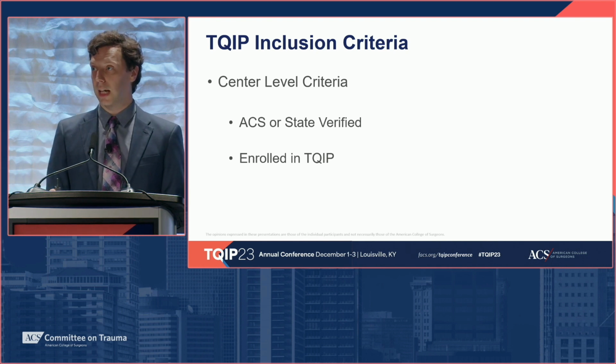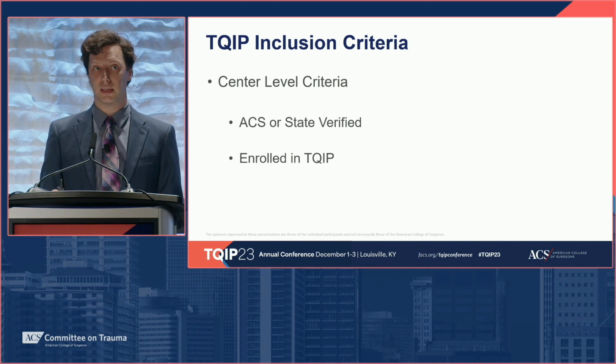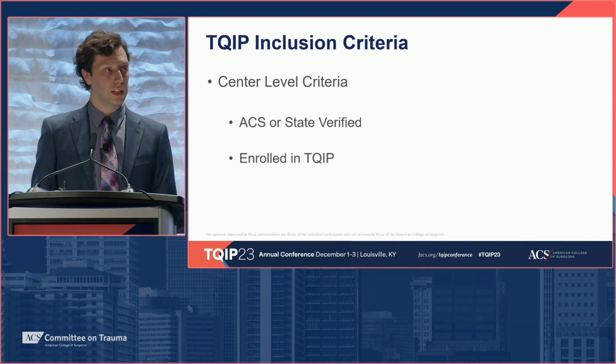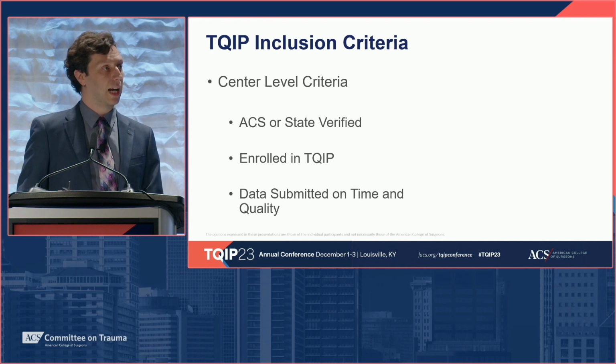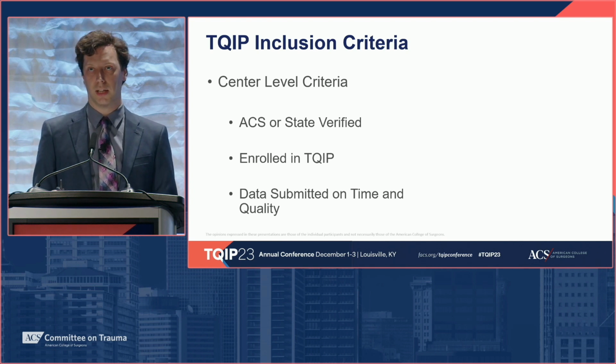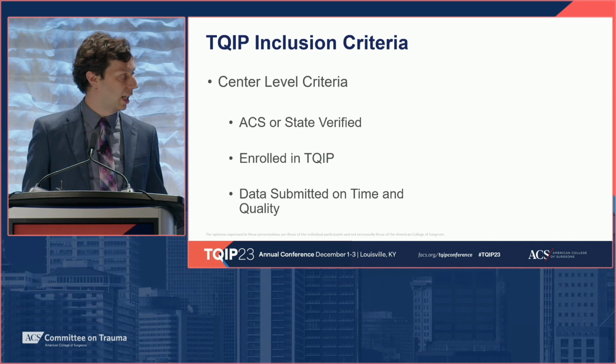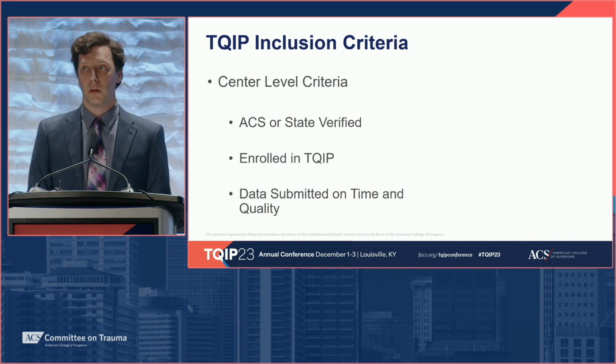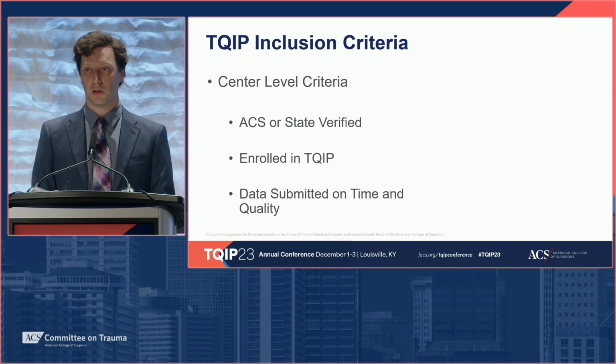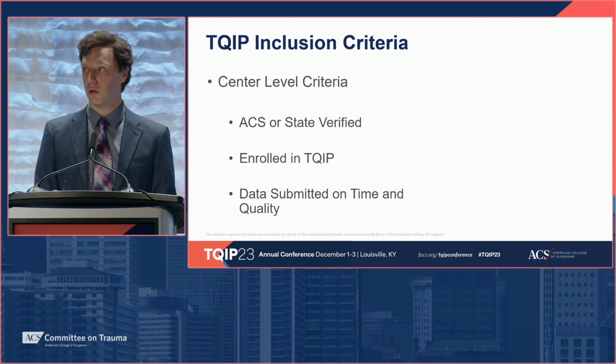So those first 2 categories are things that should remain very stable for your center. The third category is data submitted on time and in sufficient quality. My colleague Amy is going to have more detail on that, but right now I just want to note that we strive that all of our centers who meet those first 2 criteria also meet that third criteria.